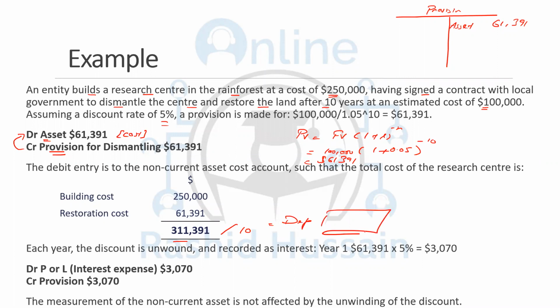The second concept is that we have to restate the liability every year by using the same percentage which we use for discounting. So 61,391 multiplied by 5% gives you 3,070. And the double entry is you charge that as a finance cost within the profit or loss, and you increase the provision by that. So the provision account is credited due to the profit or loss, which is 3,070. And then you are going to get the closing balance of the provision, which is 61,391 plus 3,070.